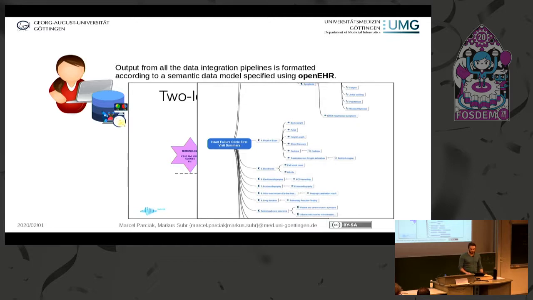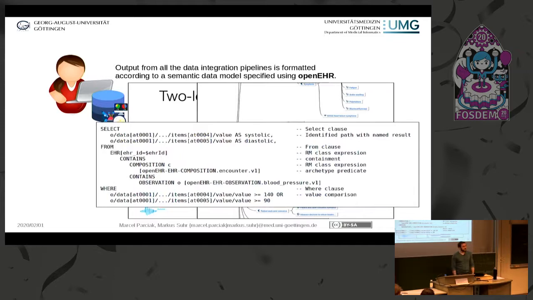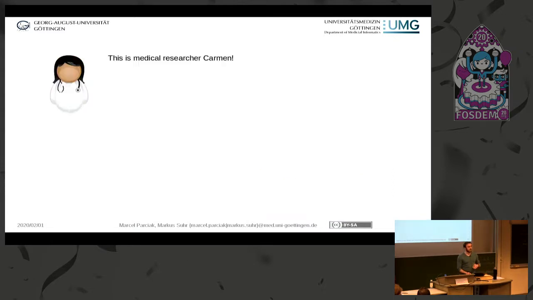So obviously the guys of OpenEHR thought of that and created the archetype query language, which is a kind of hybrid between SQL and XPath that allows you to traverse the hierarchical data and get the data that you want to have out of that. So very nice. We have now the data in a common format that can be understood by other people. So let's introduce another researcher called Carmen. And she wants to get the data.